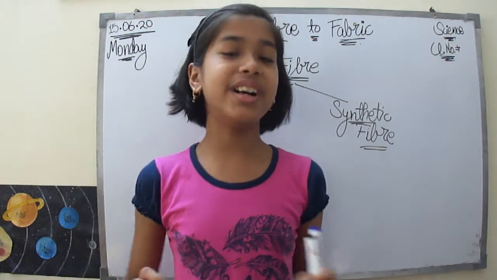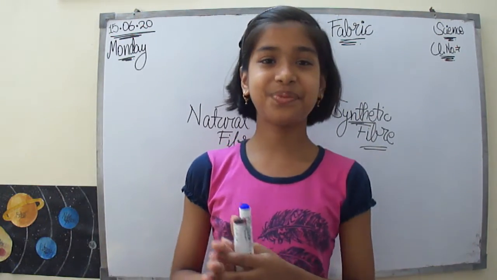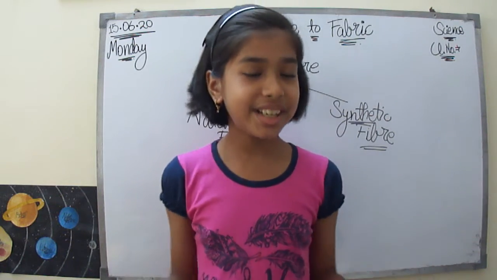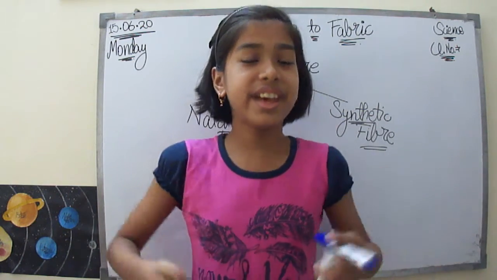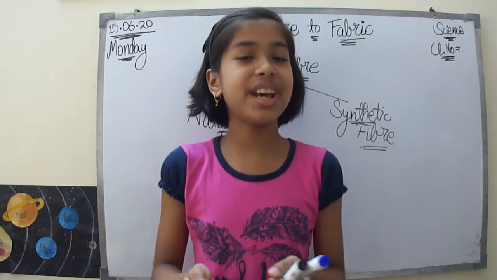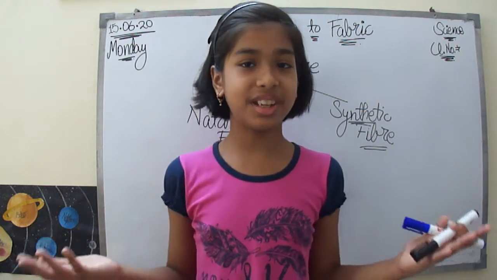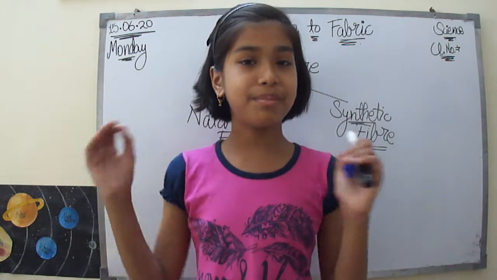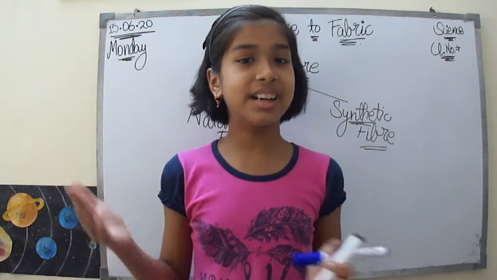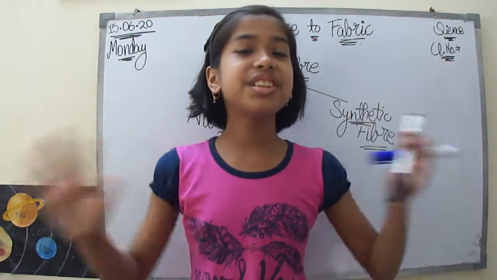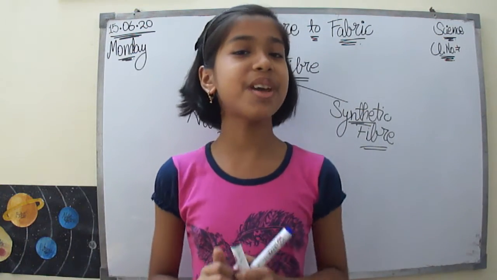What does the word natural mean? Yes, natural means the things, the materials, which we get from nature. So the fibers which we get from nature, for example animal fiber and plant fiber, like cotton, silk, jute and so on. So these all are natural fibers.